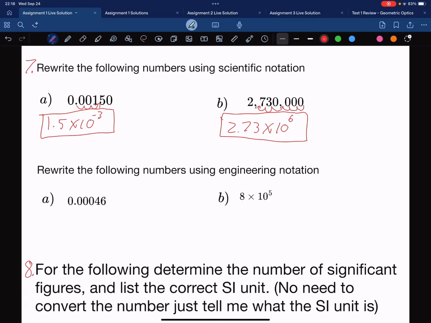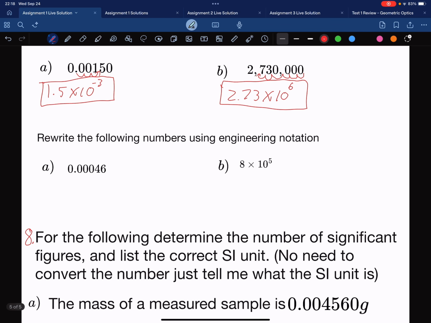So, scientific notation, you count the number of places you move your decimal point. If you move to the left, it's positive. If you move to the right, it's negative. And that is the number of times you move, and the positive or negative is the exponent you put on the 10. Otherwise, not too bad, I hope.